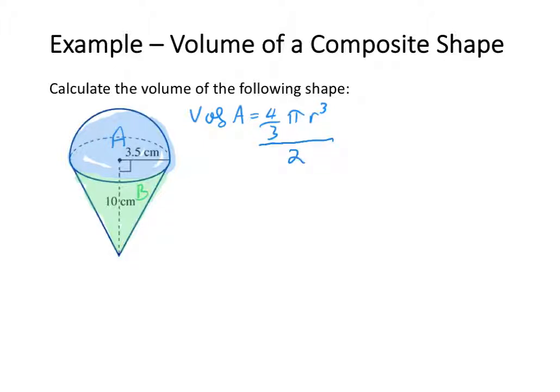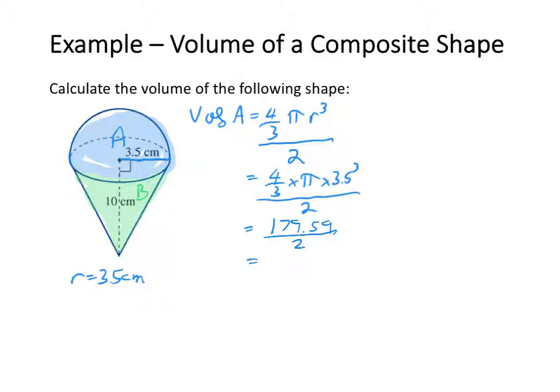Now to complete that calculation, I need to identify the radius. And the radius of my semisphere is going to be 3.5. So radius is equal to 3.5 centimeters. So substituting that into my formula is going to equal 4/3 times pi times 3.5 cubed. And I'm dividing that by 2 because it's a semisphere. So using the calculator to calculate my numerator, it is equal to 179.59 divided by 2. So the volume of A, my semisphere, is 89.8 centimeters cubed.